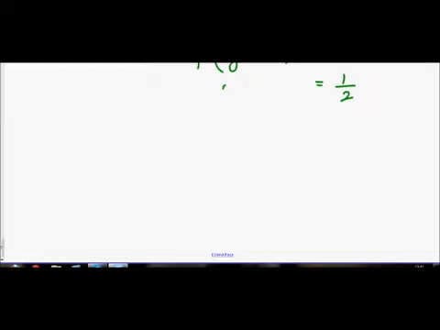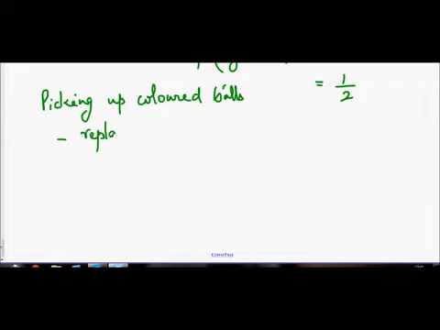A very common use of conditional probability is picking up some colored balls from a box. There are two conditions in picking up some colored balls from a box. You can pick one ball in the first event, and then you can either replace it and pick the second one, or you need not replace it before picking the second ball. These are the two conditions.